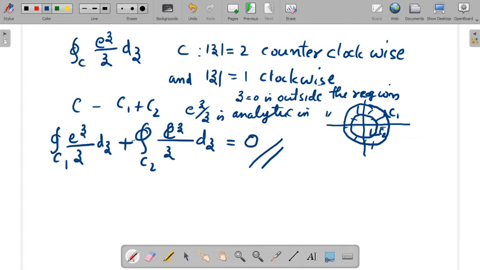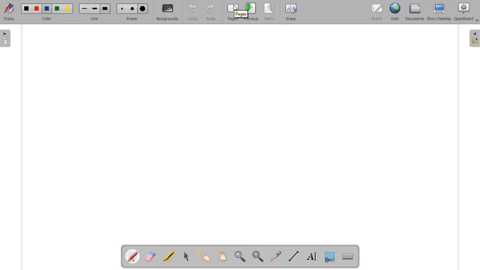If both are in the same direction, we write integral over C1 e^z/z dz equal to integral over C2 e^z/z dz. So this integral is equal to 0. Now let us see one more example.